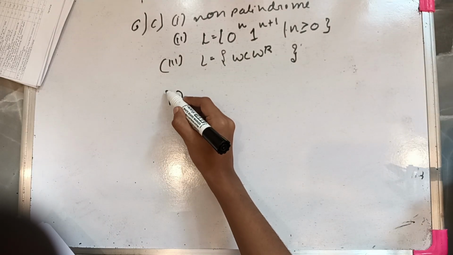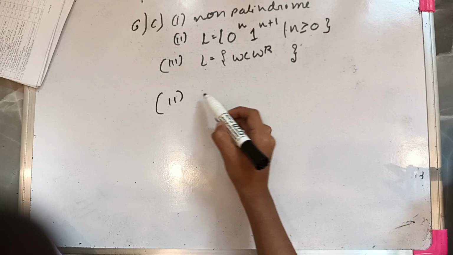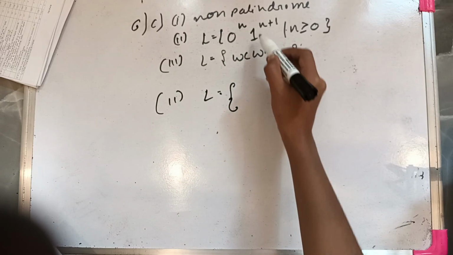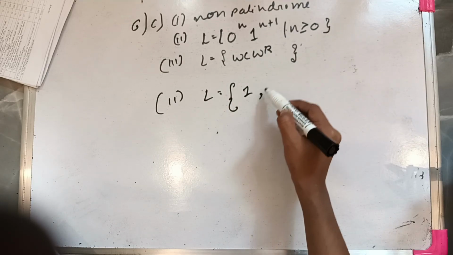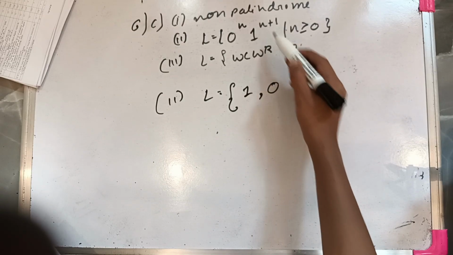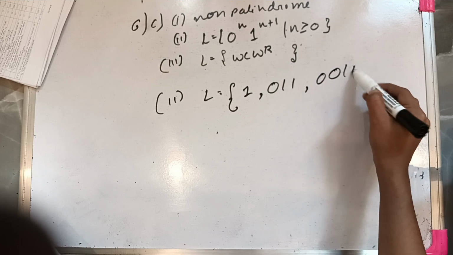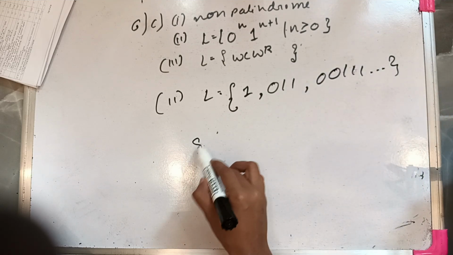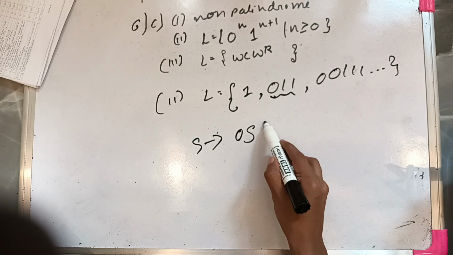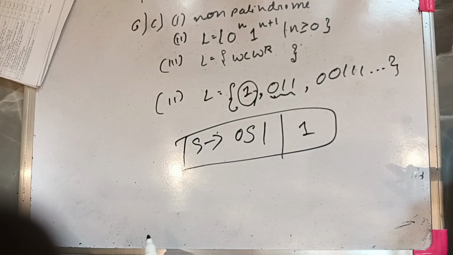Go for the next one. So L is 0 power n, 1 power n, starting with 0. What if n equals 0? So 0 power 0, 1 power 0. After that n becomes 1, which means 0 power 1, 1 power 1, and n equals 2 means 0, 0, 1, 1, and so on. The grammar is for any number of 0s, starting with 0 and ending with 1, and the base case is epsilon here. Okay, this is the grammar.